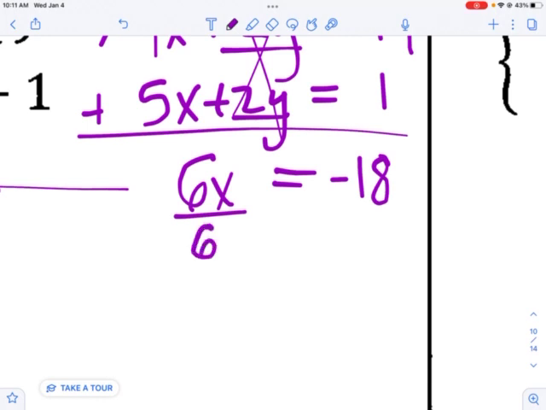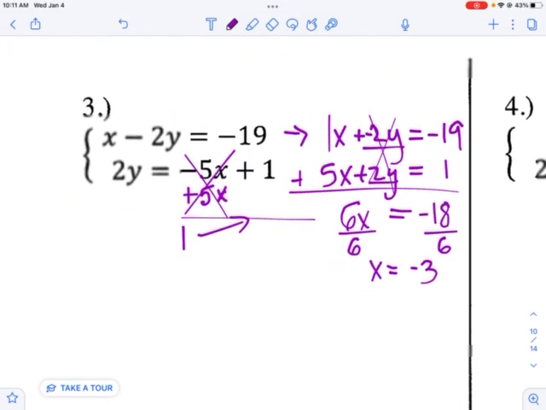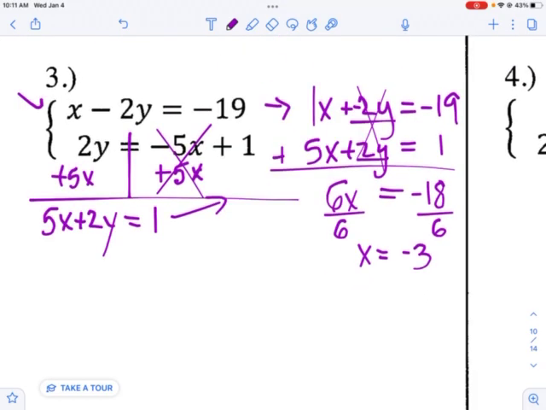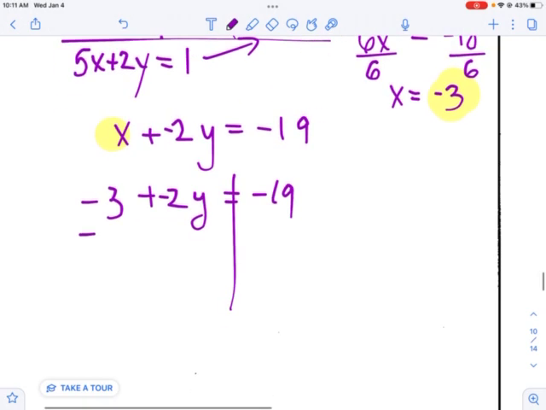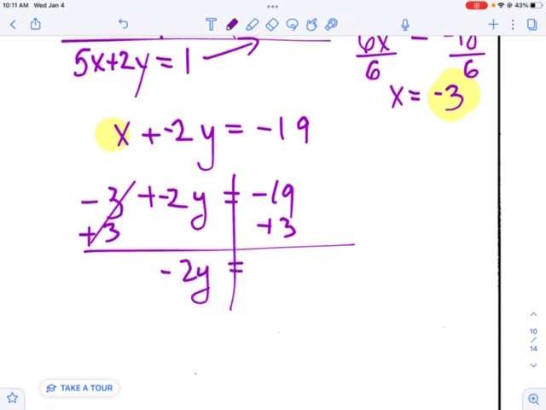Now that I have my x, I can go ahead and put it into one of my typed equations. Again, doesn't matter which one. I'll use my first one here. Okay, so I'll copy it down. X minus 2y equals negative 19. I'll do plus negative. And I'm going to substitute this value in for x. So negative 3 plus 2y, plus negative 2y equals negative 19, plus 3 plus 3. Negative 2y equals negative 19 plus 3 is negative 16. Divide both sides by negative 2. And y equals 8.